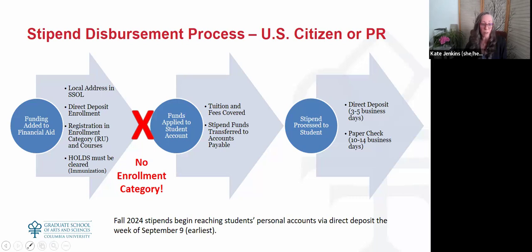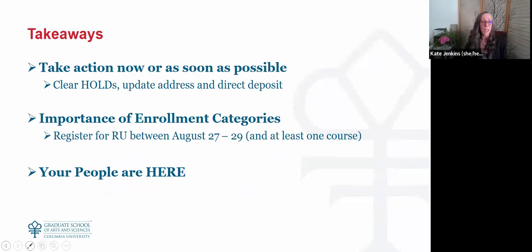But this is sort of a general timeline of when you might expect to receive funds, provided that you take all the action steps needed in the timeline that we recommend. Takeaways. So again, take action now on clearing any holds and updating your address and direct deposit so that those are in place well in advance.